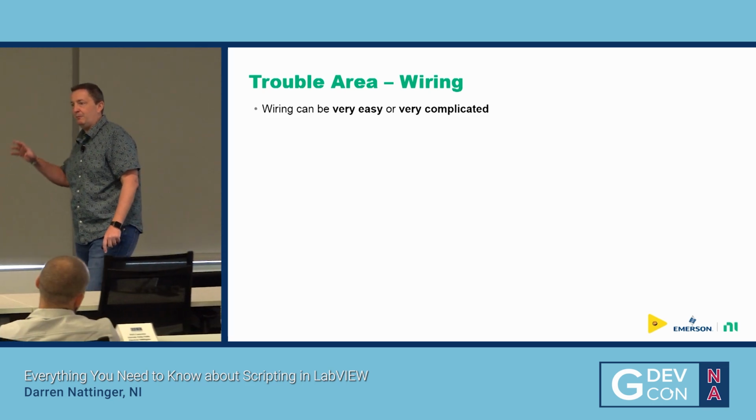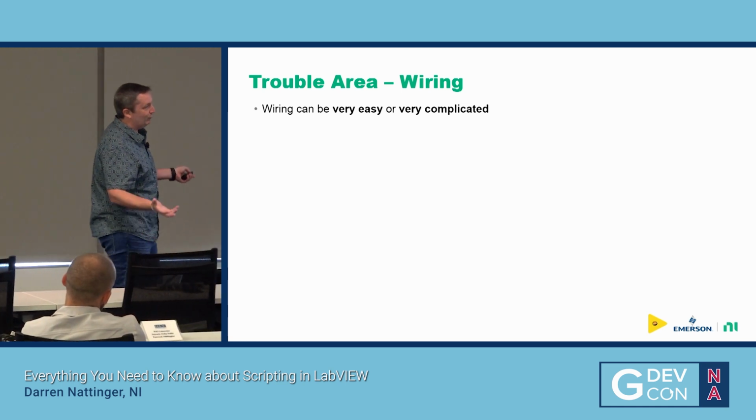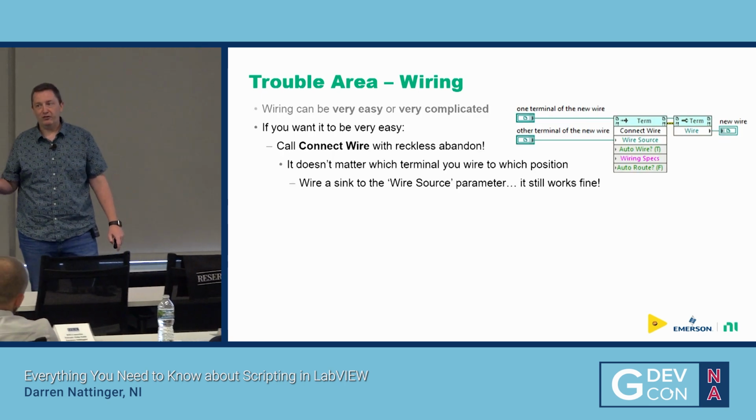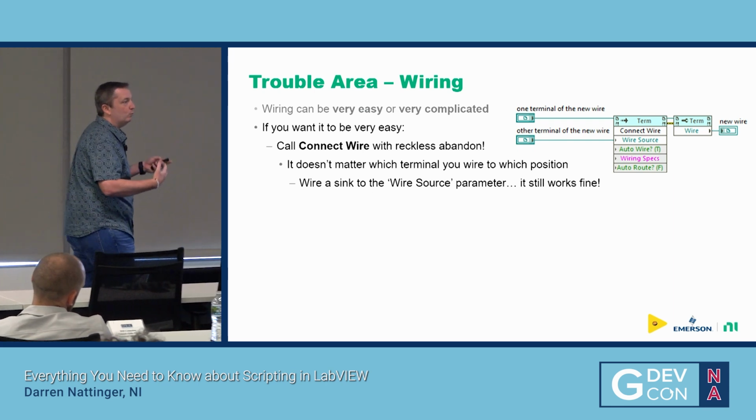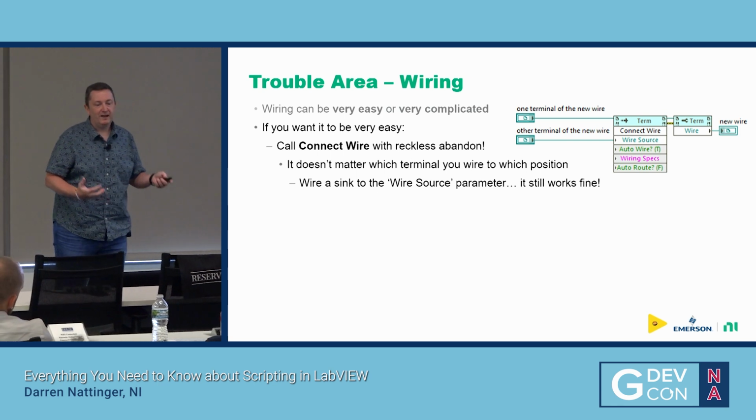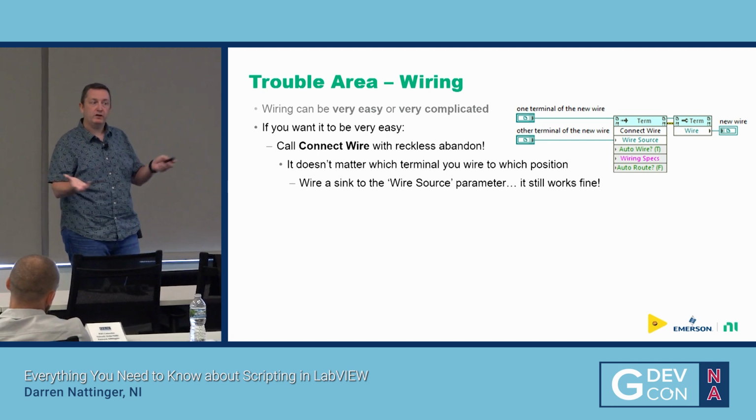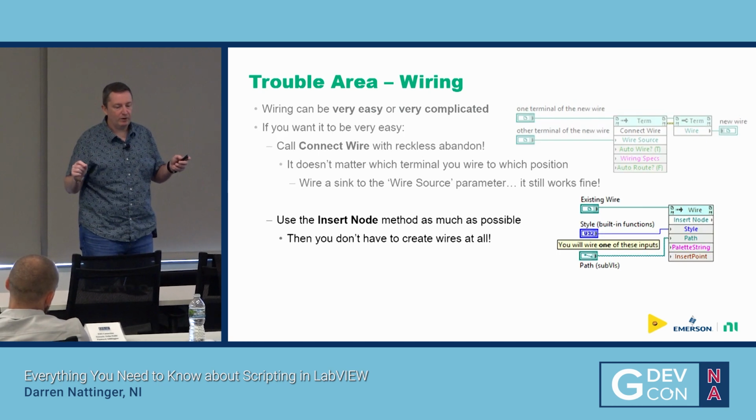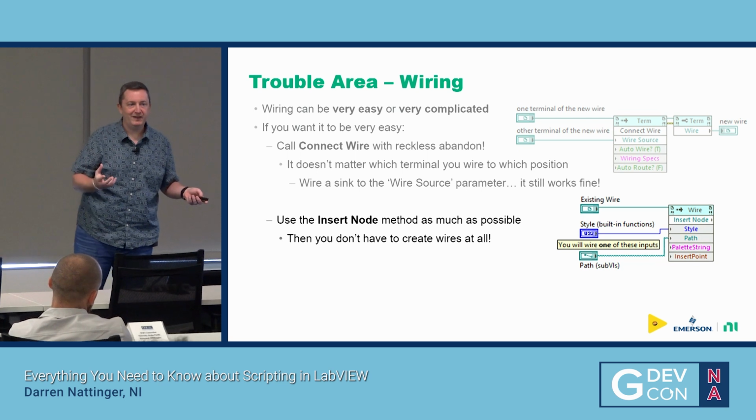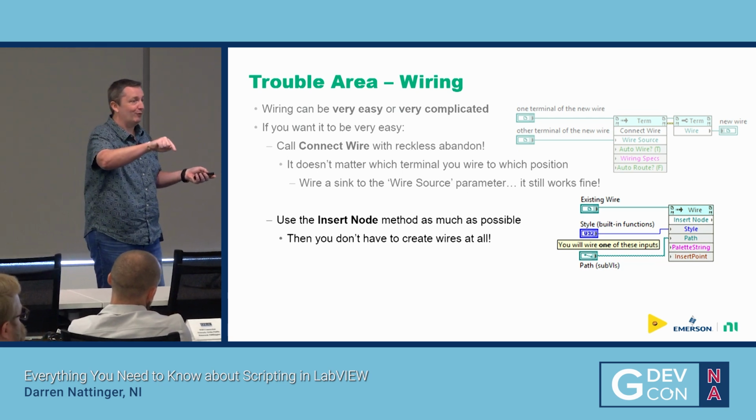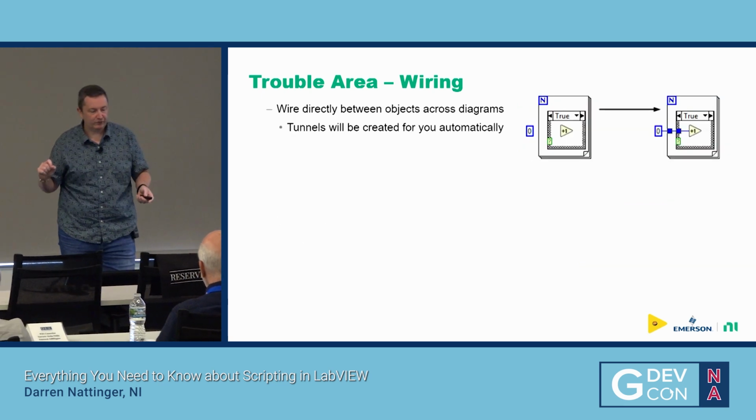Wiring and scripting can be very easy, or it can be very complicated. I don't know about you guys. I want to do it the easy way. And the easy way is to call the connect wire method. So if you're writing scripting code to automate changes to VIs and it involves doing wiring, just call this method. It doesn't matter which terminal you wire to which input. Things will work just fine either way. This method will just create the wire. You don't have to worry about positioning the wire. You can just create the wire. Here's another alternative. If there's already a wire and you need a thing that's wired to that wire, maybe you can insert something on that wire. Then you don't have to create anything at all. There's an insert node method in scripting that lets you insert things on wires.